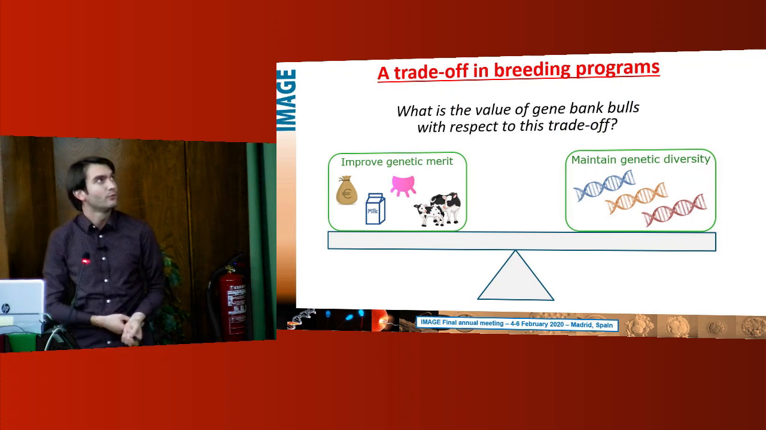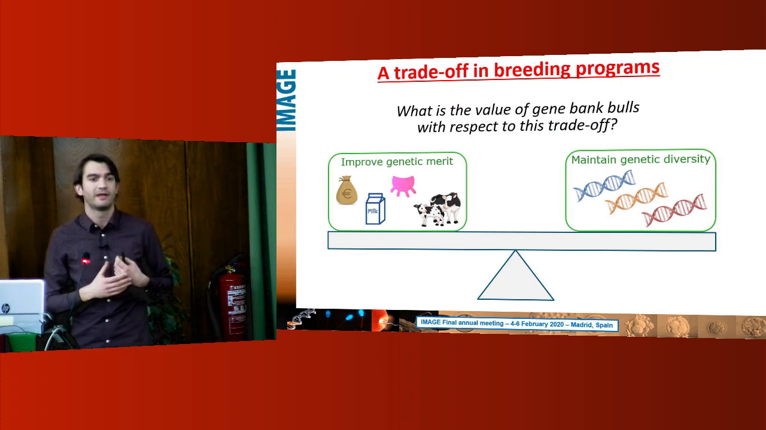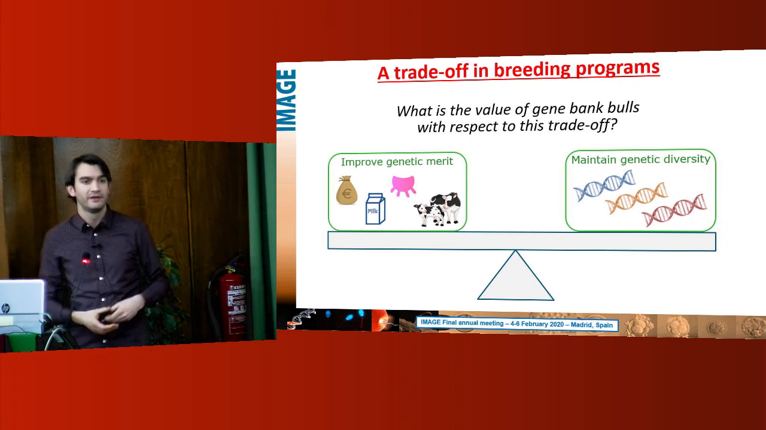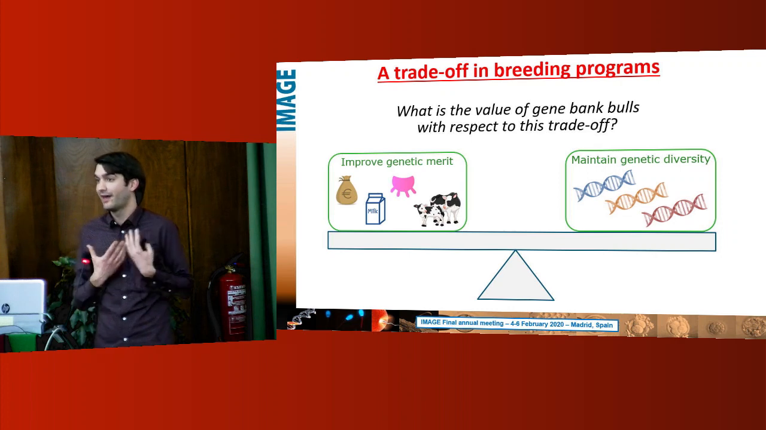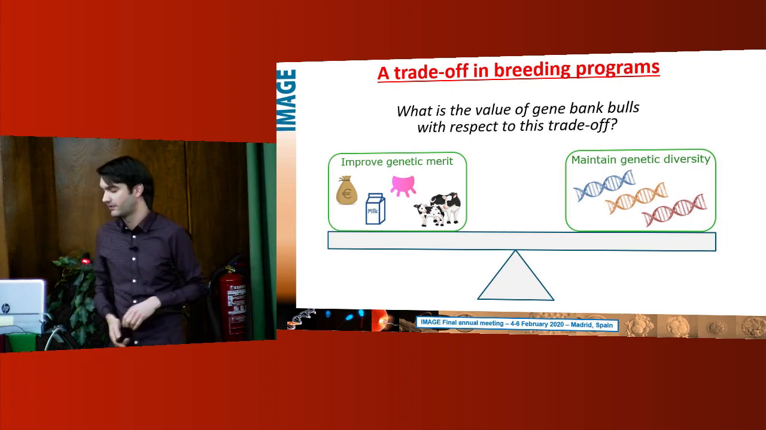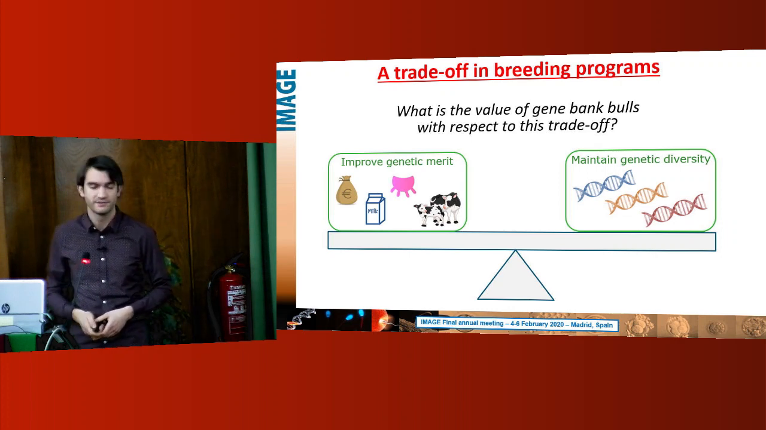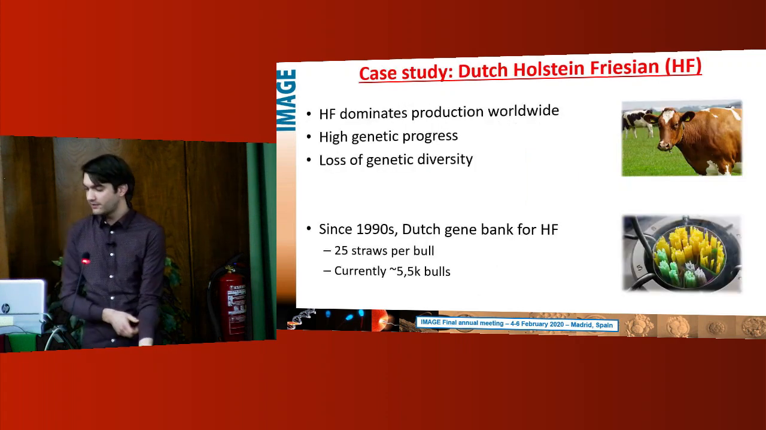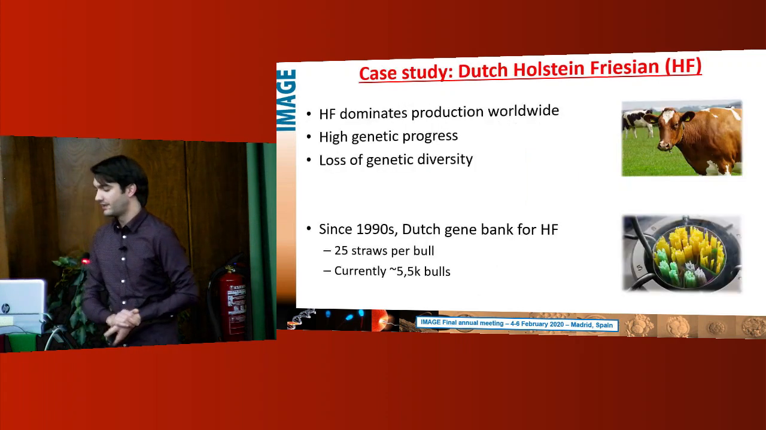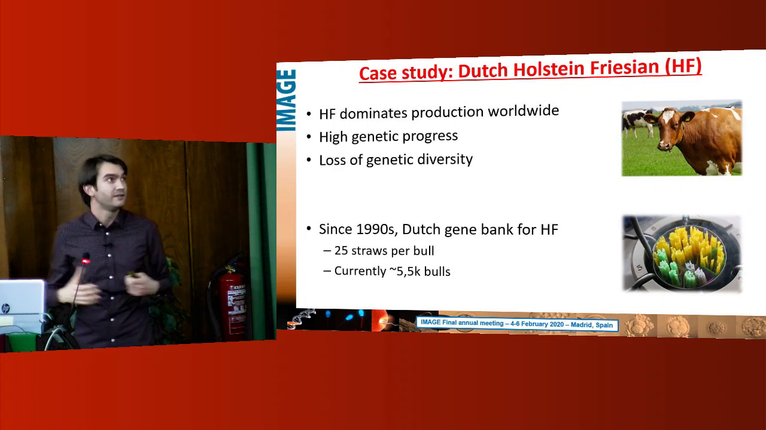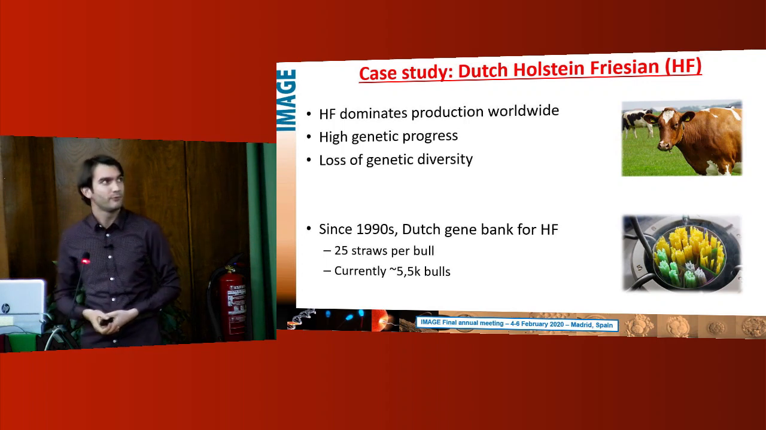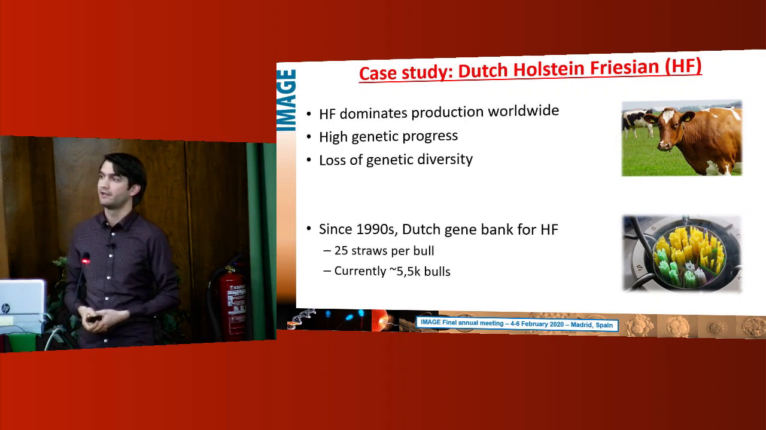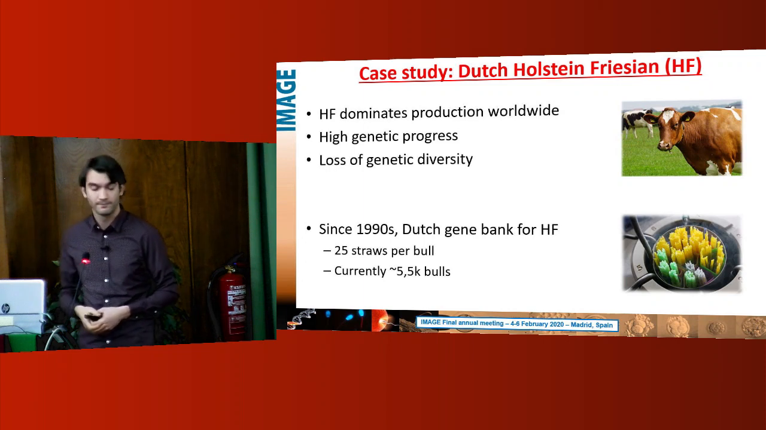And our question was, what is actually the added value of gene bank pools with respect to this trade-off? This was also one of the main objectives of IMAGE, to show the added value of using gene bank material in current populations. So we did this using a case study in Dutch Holstein Friesian dairy cattle. This breed dominates dairy production globally, and within the breed, high genetic progress has been realized over the last few decades, while at the same time genetic diversity has been lost.